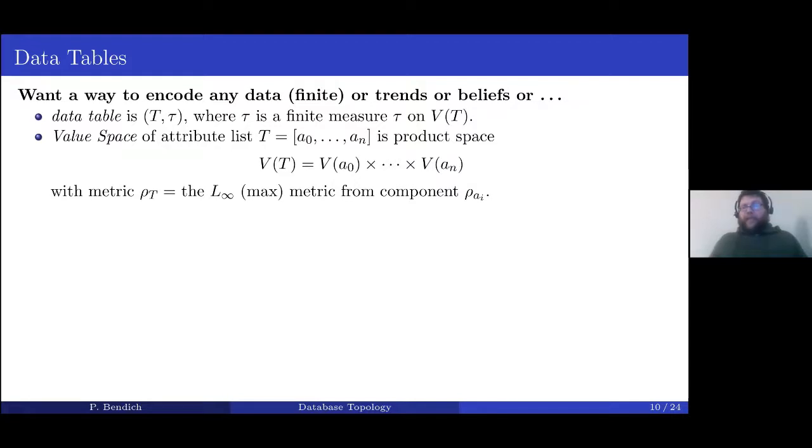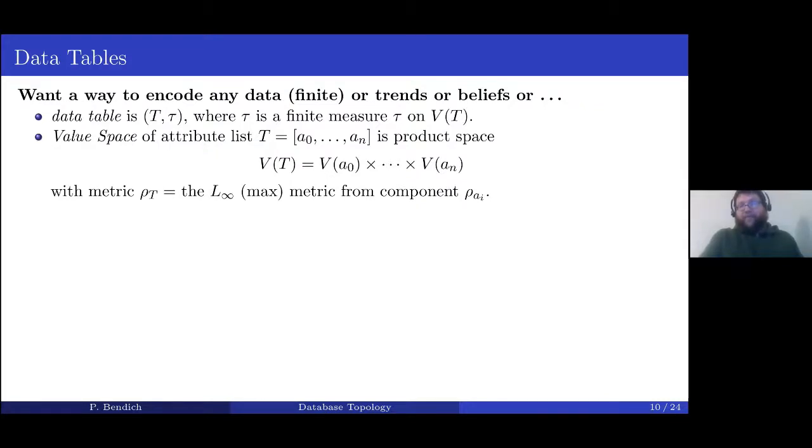You could do something like, if I have weight and height, but I only tell you my height, which is 5'7", and I don't tell you my weight, you could say that's the measure, which is 5'7" cross the distribution of weights for American males who are 5'7" according to the census, right? And that's another data table. There's our value space, and then we look at this metric here. We actually use the max metric for technical reasons, which we find annoying.